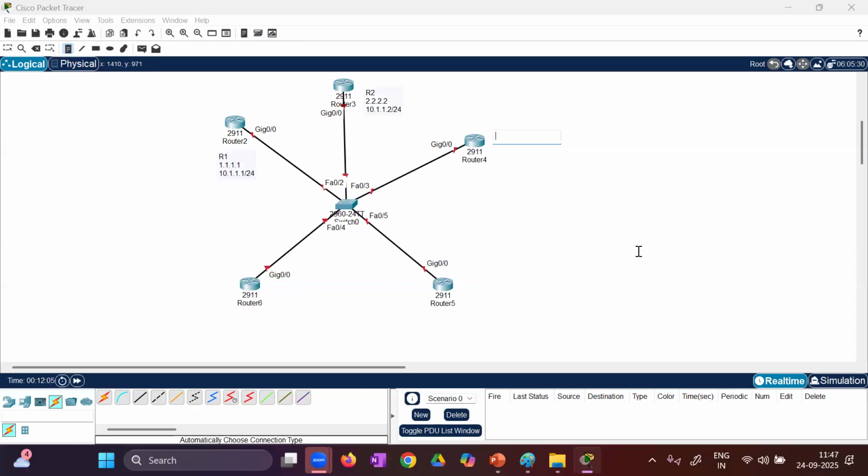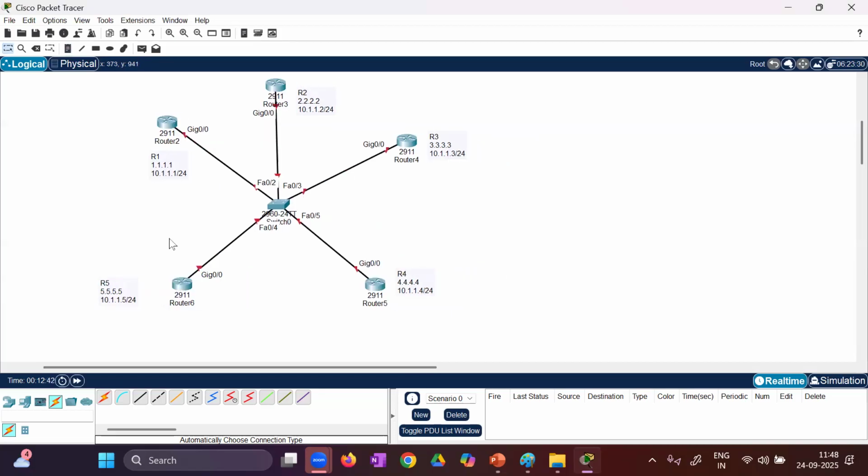Then router 3, 3.3.3.3. IP is 10.1.1.3/24. Correct? Next is router 4, 4.4.4.4. IP is 10.1.1.4/24. Then here is router 5, 5.5.5.5. IP is 10.1.1.5/24. Done. Now we'll start the configurations.